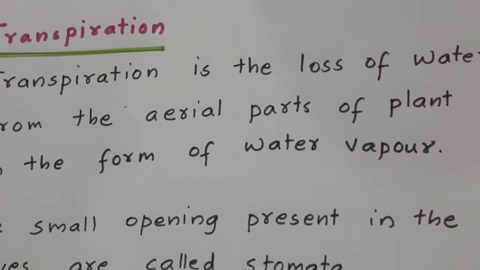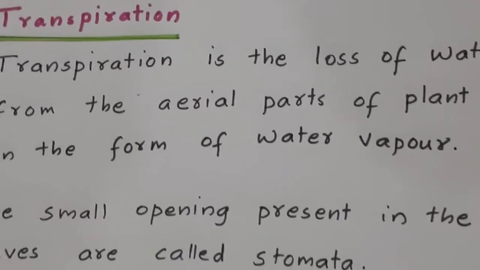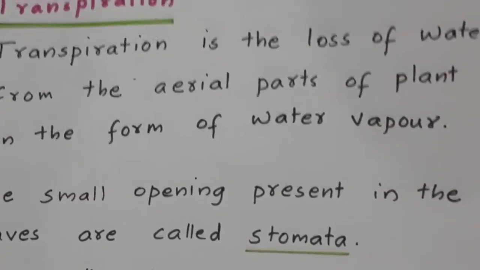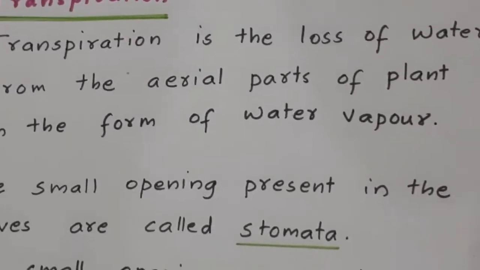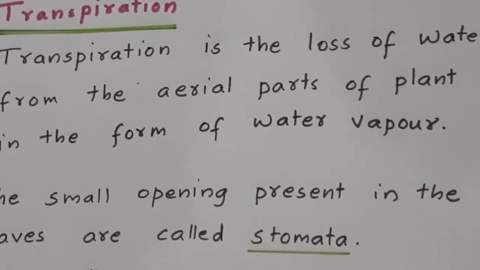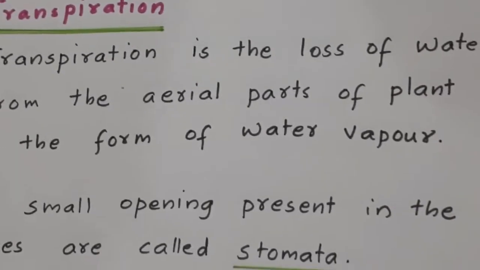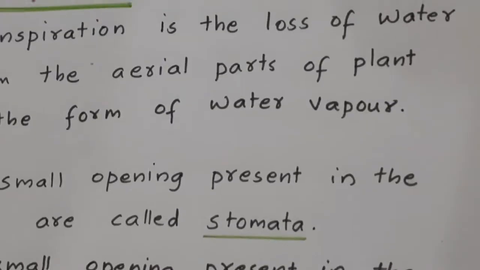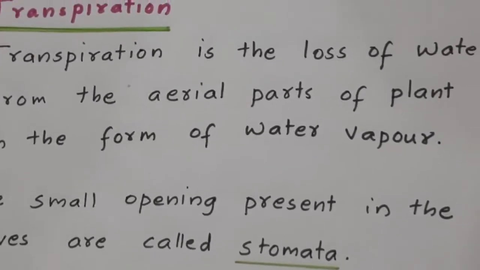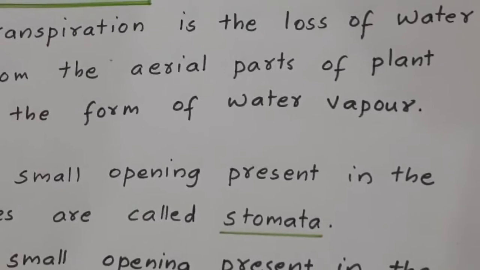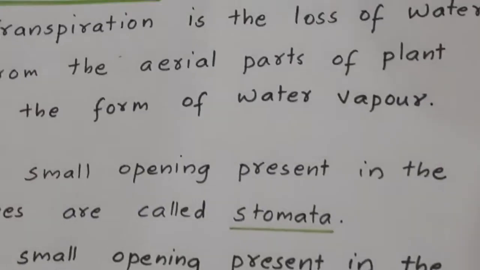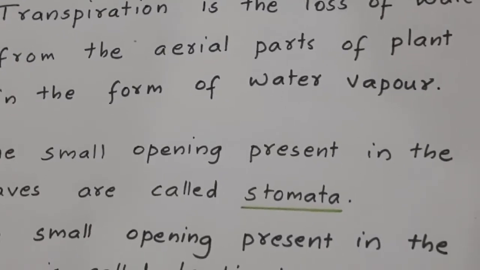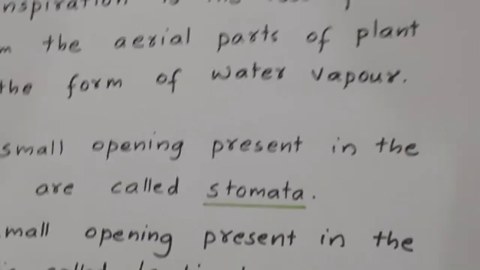What is meant by aerial parts? Aerial parts means the parts of plant above the level of ground, above the ground level. You know that above the ground, stem is there, leaves, flowers, all are there above the ground, and only roots are there below the ground. So all these parts are known as aerial parts: stem, leaves, etc. And this usage of water is in the form of vapor, water vapor. It is a gaseous form of water.